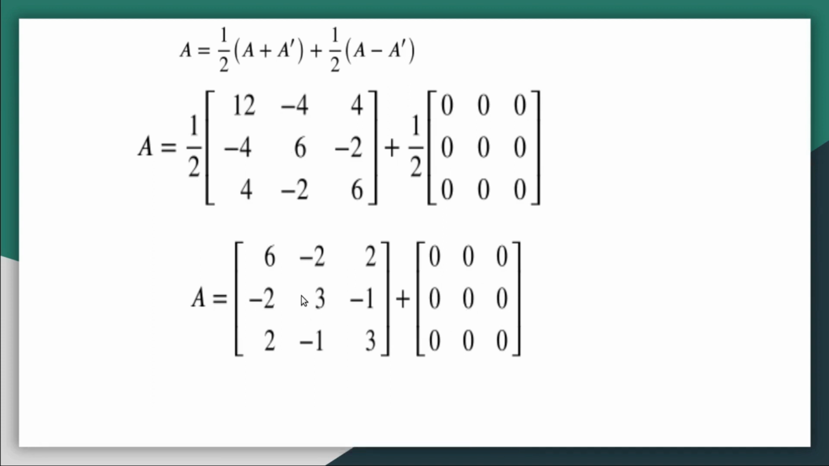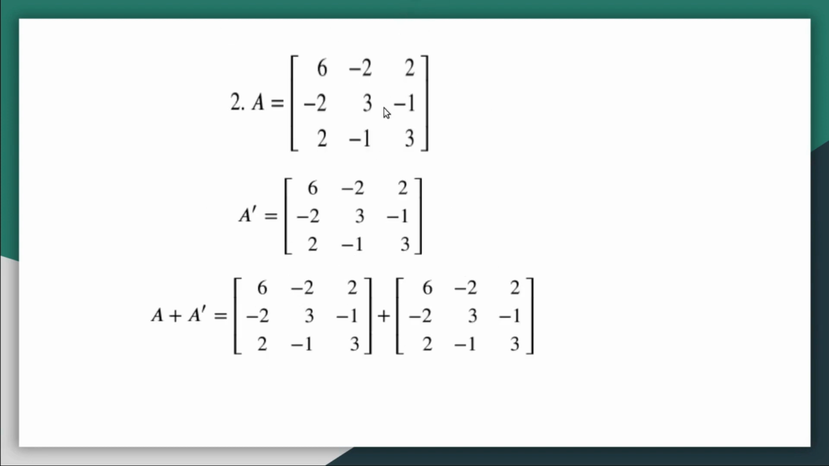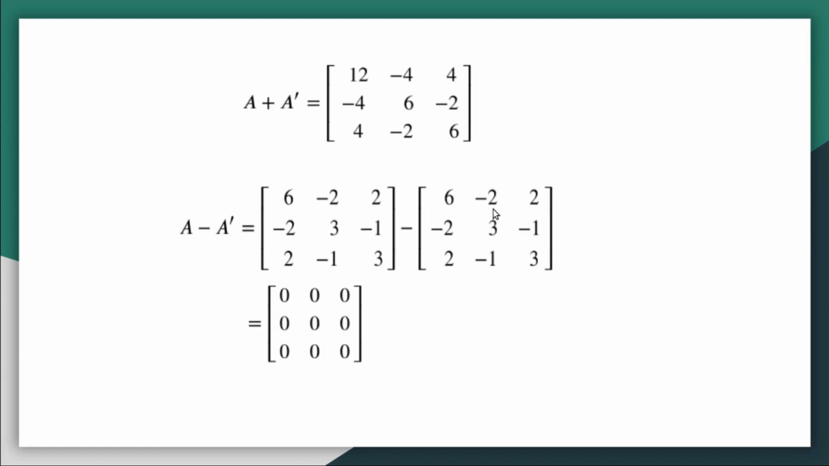It is because the given matrix is a symmetric matrix. Here the given matrix is 6, minus 2, 2, minus 2, 3, minus 1, 2, minus 1, 3. Its transpose is equal to A. The given matrix is a symmetric matrix, so its skew symmetric part is the 0 matrix.